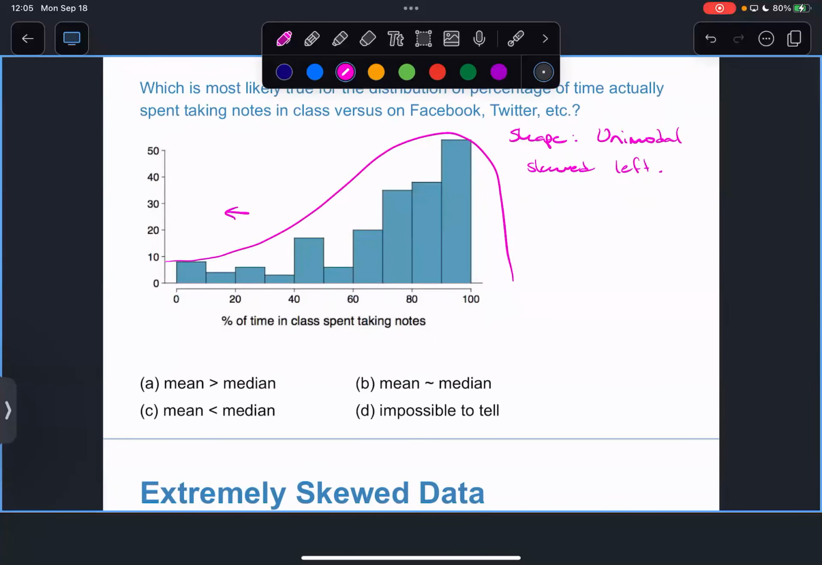All right. So given the shape, I'm going to say the median would be somewhere around here, whereas the mean would be pulled in the direction of the tail. So it would be over here, maybe. I'm just drawing these lines somewhat arbitrarily. So that means that the mean would be less than the median. Is there such an option? Oh my gosh, there is.